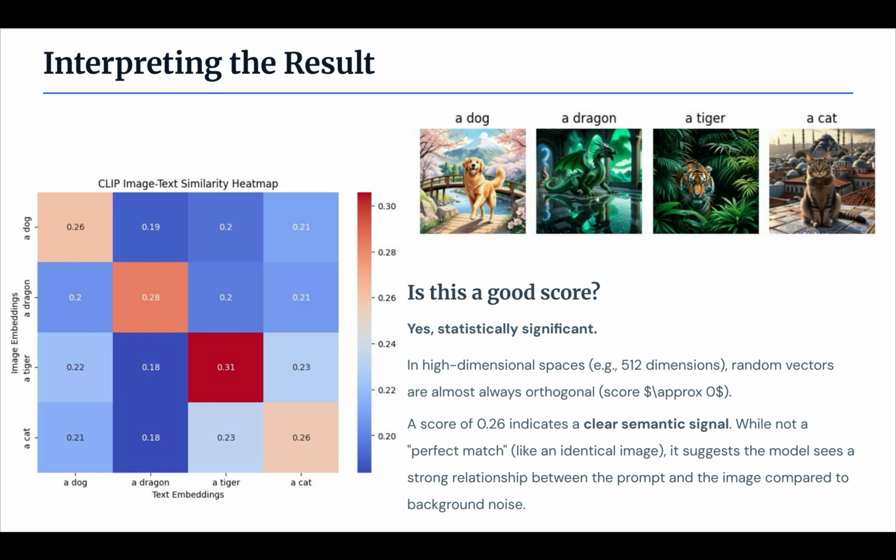So is it statistically significant? In high dimensional space, like 512 dimensions, random vectors are almost always orthogonal. So for a dog, a score of 0.26 indicates a clear semantic signal. While not a perfect match, it suggests the model sees a strong relationship between the prompt and the image compared to background noise. So this is the highest relationship score in this case.